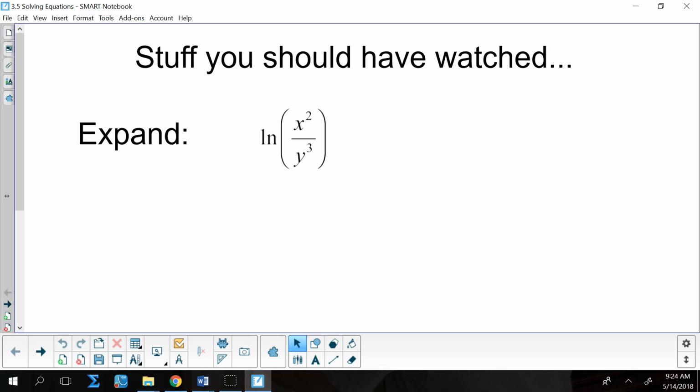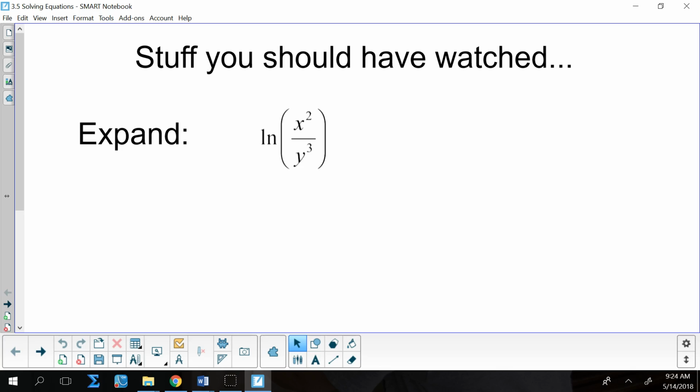There are three properties that we are using very much. The product property: if you are multiplying two things, you split them up and expand them into two logs with addition. The quotient property: if we're dividing two things in a log, we can expand that out and divide them, or subtract them, I should say. And the power property, which says that a power in the argument can go out in front and become a coefficient on the log.